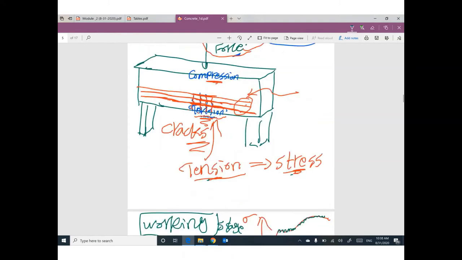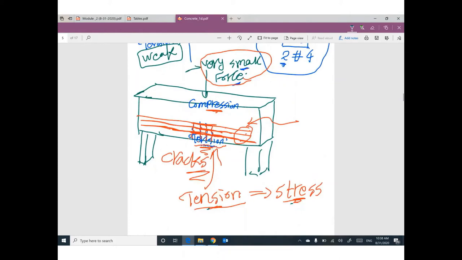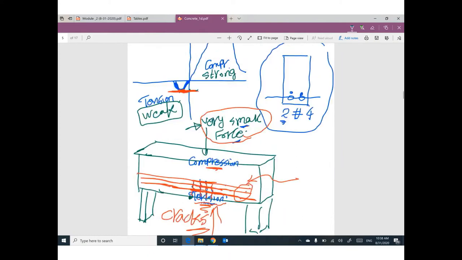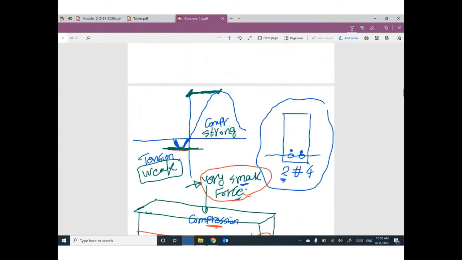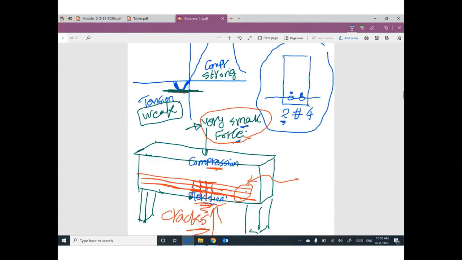One more time. If your applied force is very small, this tension in concrete is within the limit. So concrete is good. But I increased the applied force more and more, so this tension increased more and more. I exceeded the limit of concrete in tension, so concrete cannot support anymore. So steel reinforcement will start to work. Once the steel reinforcement starts to work, at this moment, this steel reinforcement is under tension.